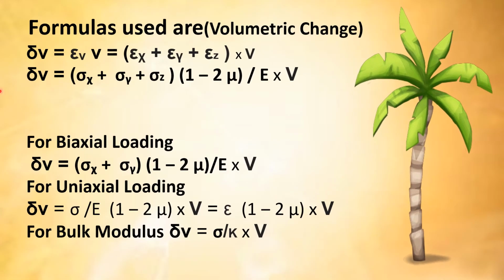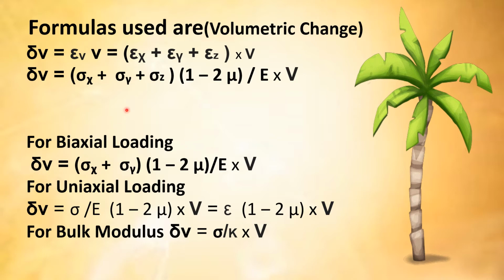Then change in volume delta V is equal to epsilon V into V. This is the volumetric strain into volume. If volumetric strain is substituted in terms of the strain in x direction, y direction and z direction, then it is (epsilon x plus epsilon y plus epsilon z) into V. If we write it in terms of sigma, then delta V is equal to (sigma x plus sigma y plus sigma z) into (1 minus 2 mu) divided by E into V. This will give us delta V.